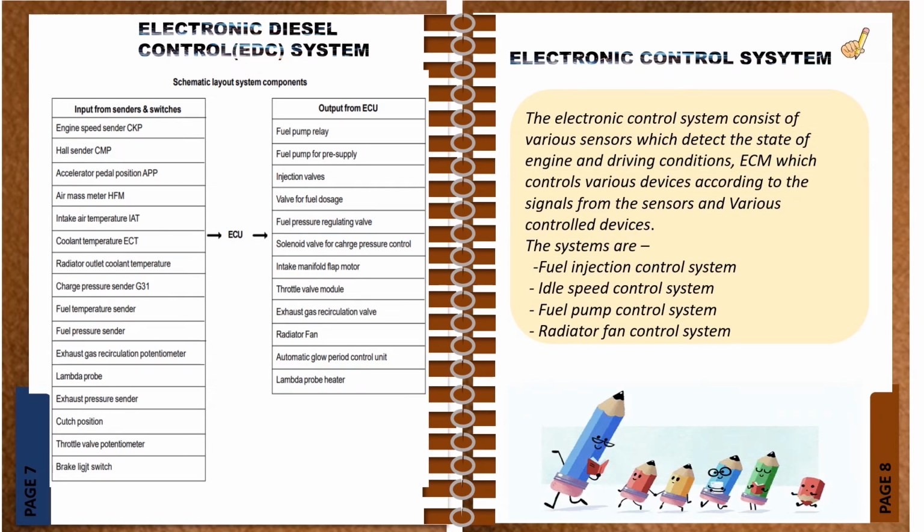The electronic control system consists of various sensors which detect the state of the engine and driving conditions, and the ECM which controls various devices according to the signals from the sensors. The systems are fuel injection control system, idle speed control system, fuel pump control system, and radiator fan control system.